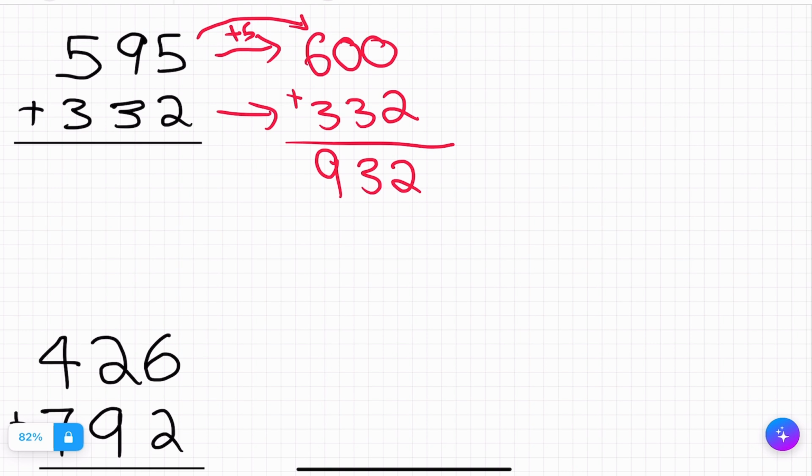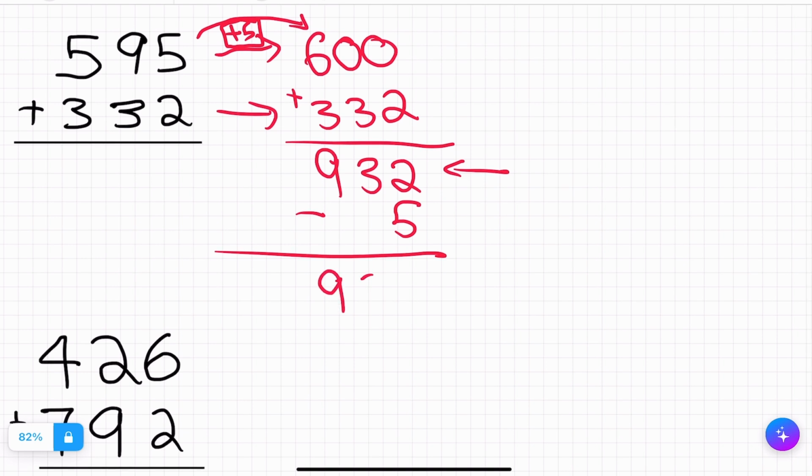Now, all we need to do to finish this problem is subtract 5, and the reason why is because we added 5 earlier in order to get to 600. So this answer right now is 5 more than it should be. So we're going to go ahead and subtract 5, and we get 927. And 927 is our final answer.